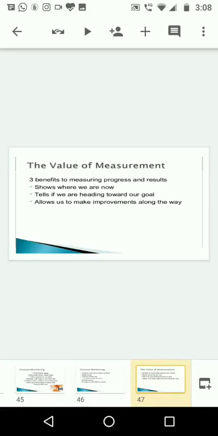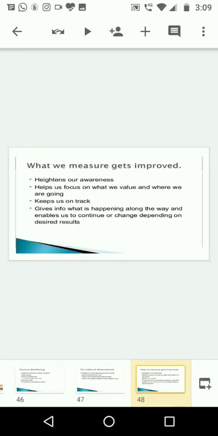Values of measurement: three benefits of measuring the process and result. Show where we are now. It will show what we are doing and how much we have improved. Then what we measure gets improved. It heightens our awareness about the test and about the glucose level.